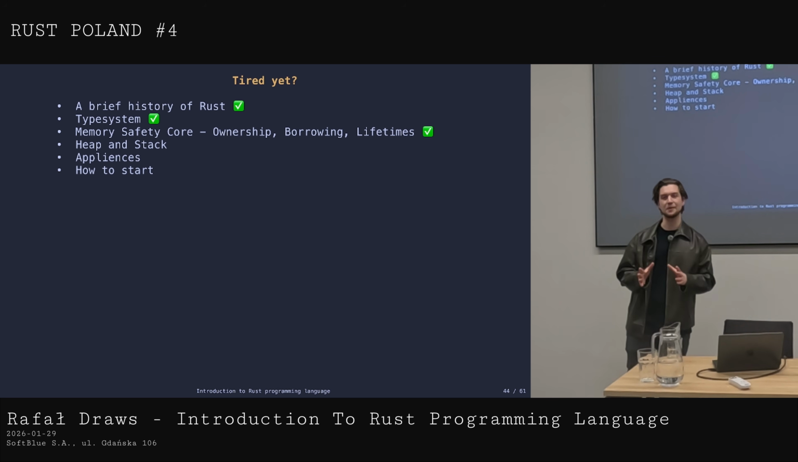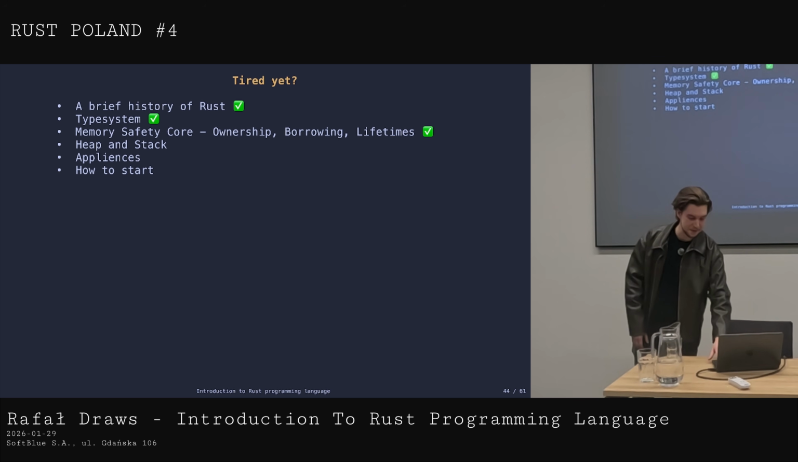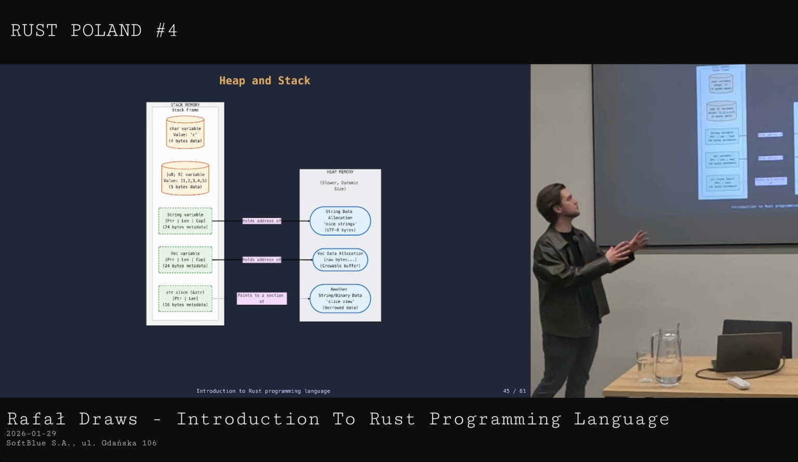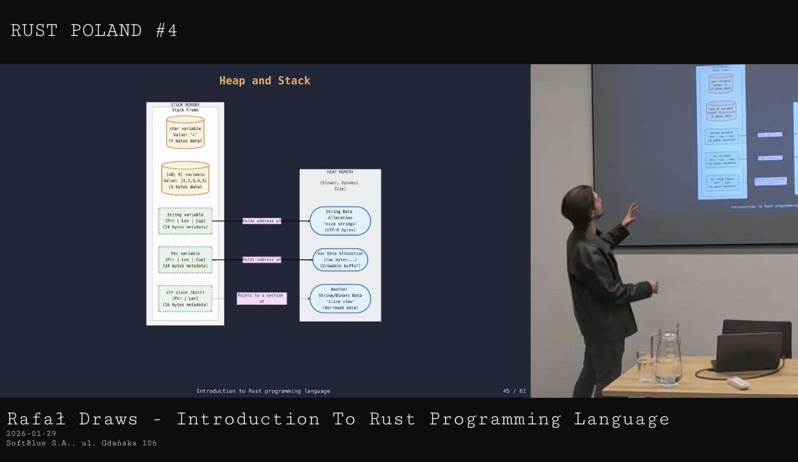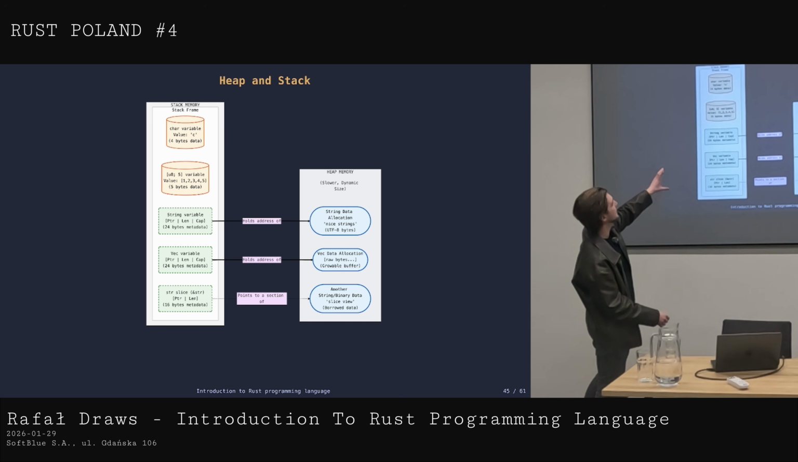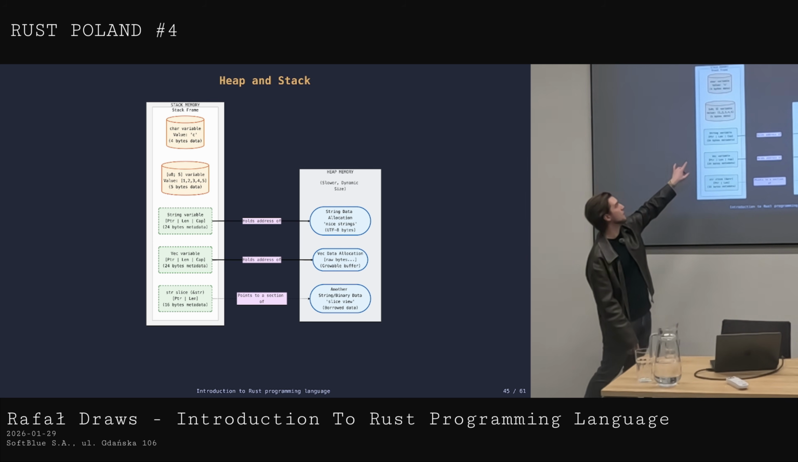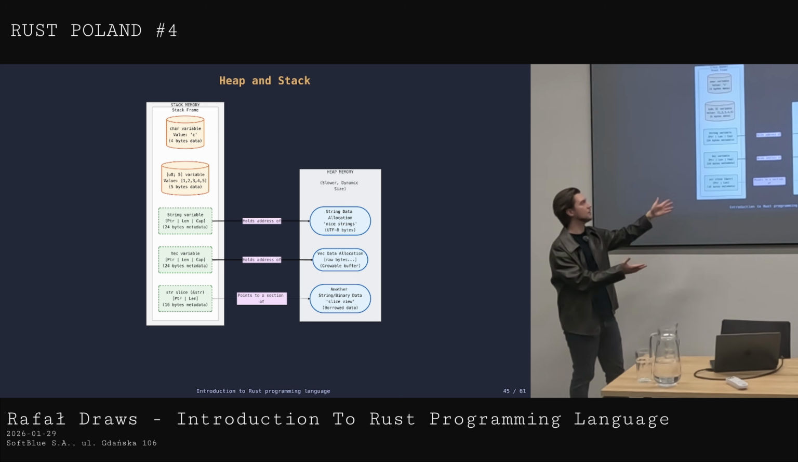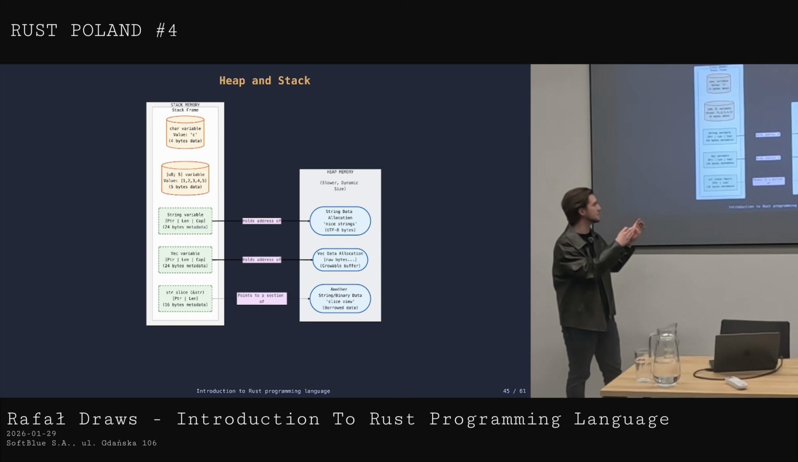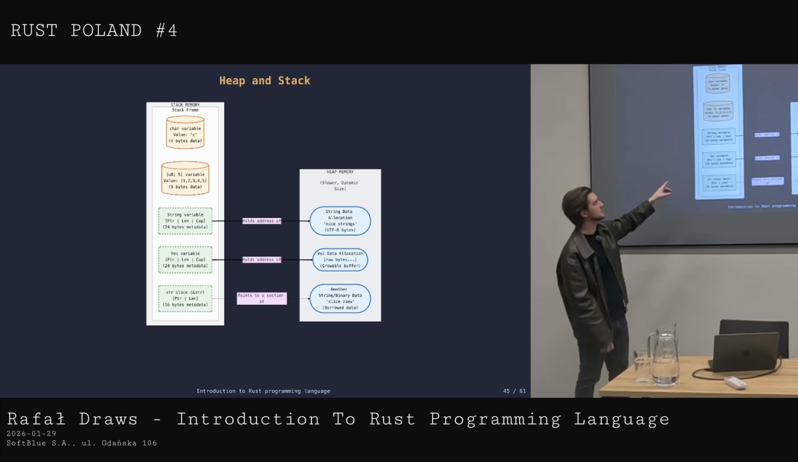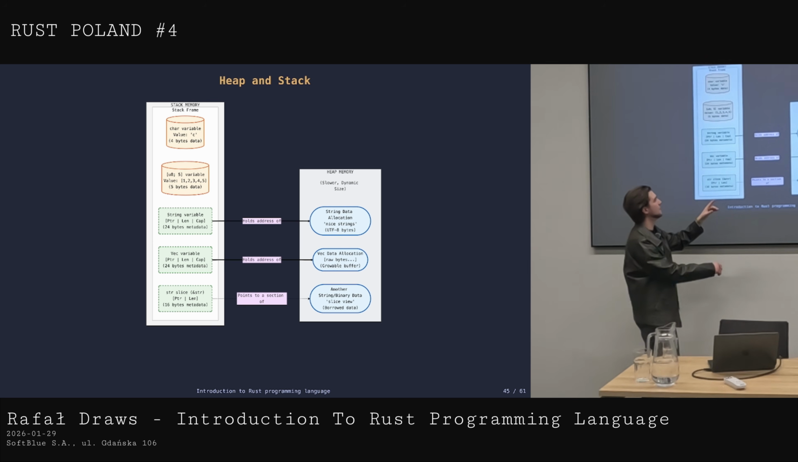So, heap and stack. I'm going to keep it short because we're running low on time and we have 15 slides to go. Heap and stack are two places where you can put variables. Stack memory contains primitive types, for example, char or an array of u8, basically values that are of known size, but stack also contains pointers and references to the data which is allocated on the heap.